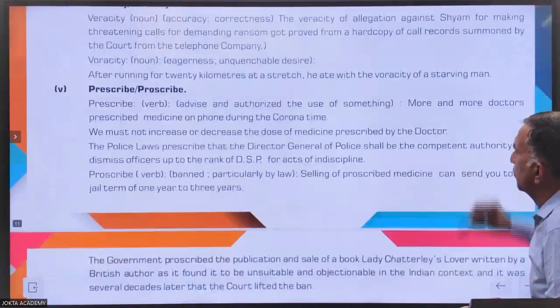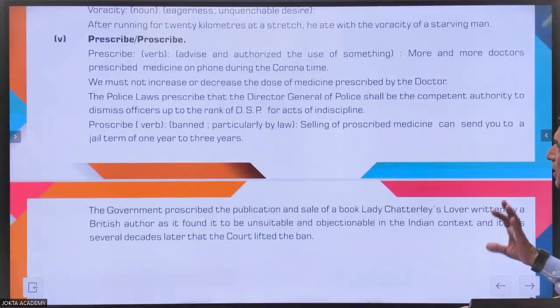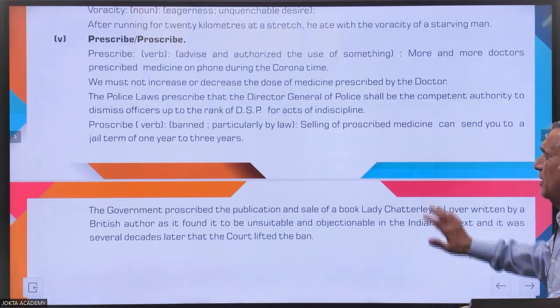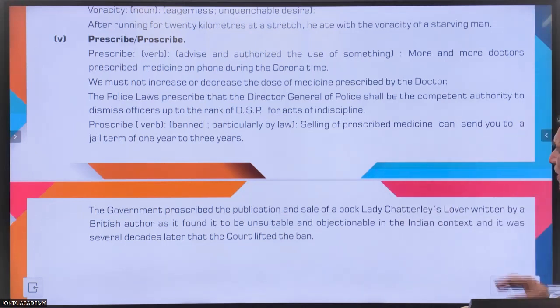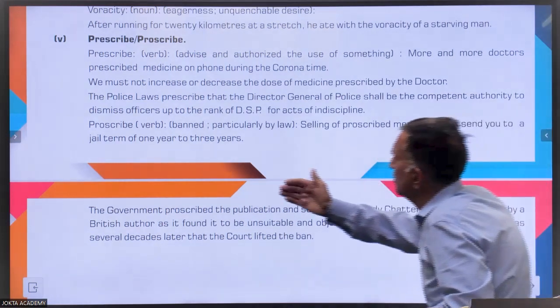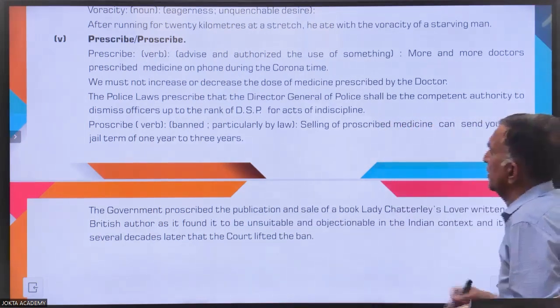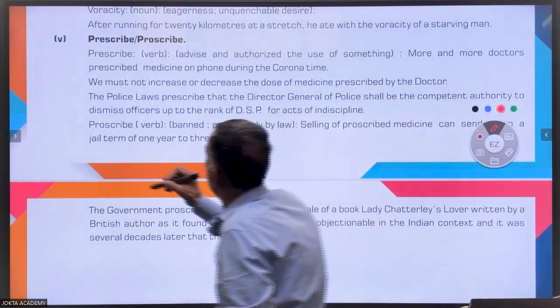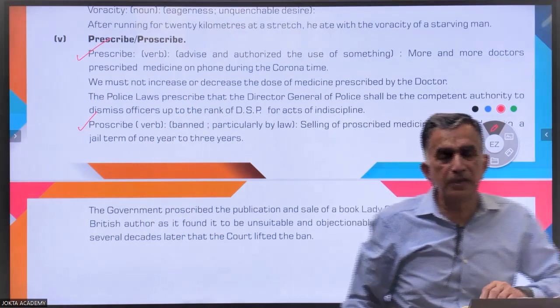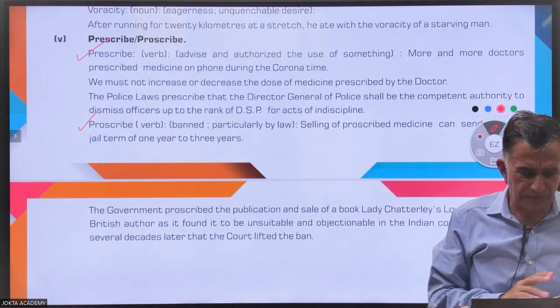Similarly, prescribe, proscribe. Prescribe is to advise and authorize the use of something. This is a prescribed medicine, prescribed book. Proscribe means banned, particularly by law. You are selling proscribed medicine and you will be jailed. So the meaning is clear. Selling of proscribed medicine can send you to a jail term of 1 year to 3 years. So the meaning of proscribe and prescribe is clear from the construction of a sentence.